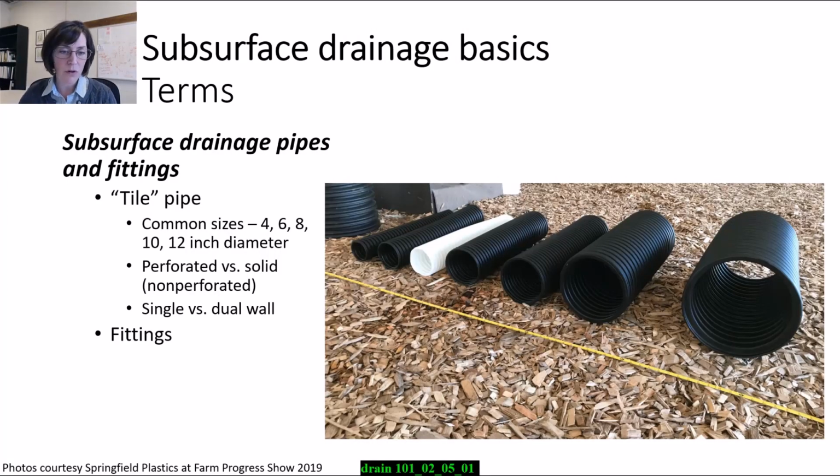Common sizes are 3-inch, which is the very smallest one shown in the picture, 4-inch, 6-inch, 8-inch, 10, 12-inch diameter. We refer to tile pipe in terms of its diameter. And I do want to note that smaller pipes are increasingly common. For example, 3-inch diameter, which isn't listed on the screen, but it is the smallest one shown there.